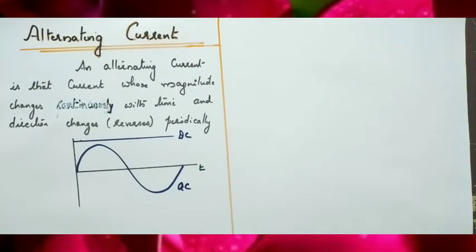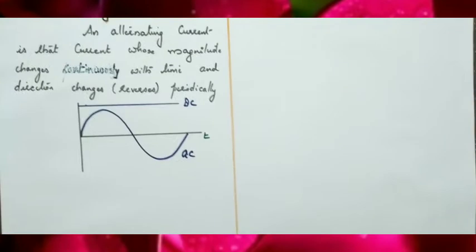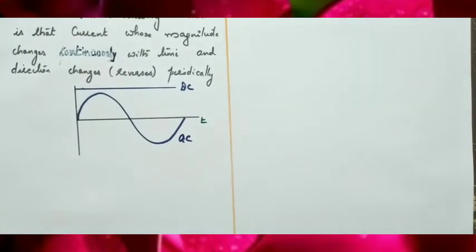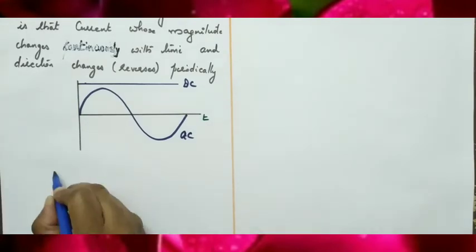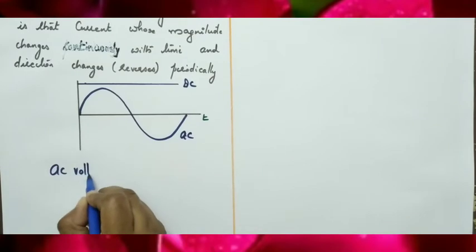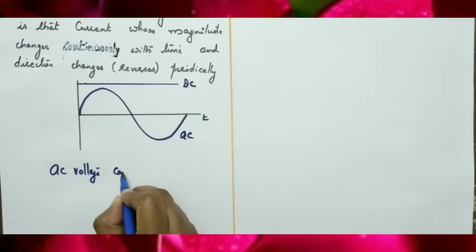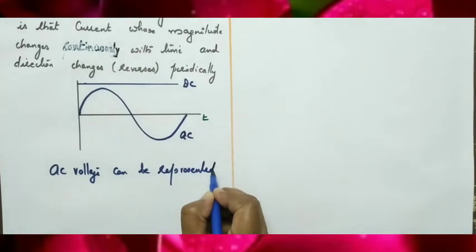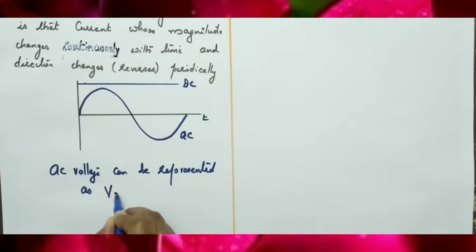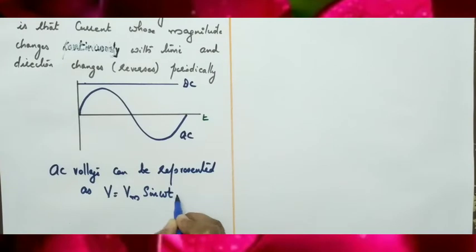In the last chapter we studied how to represent an AC voltage. What is the output of an AC generator? The output of an AC generator was represented as E equal to E0 sin omega t. Here in this chapter, AC voltage can be represented as V equals Vm sin omega t. This is the representation of AC voltage.